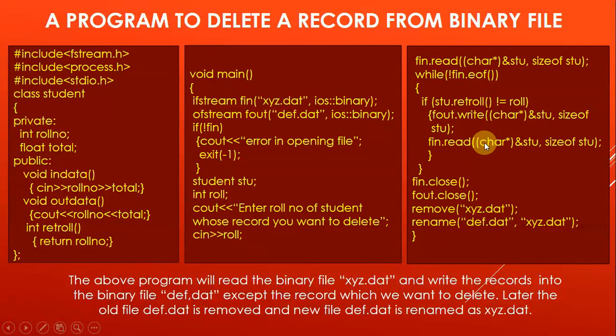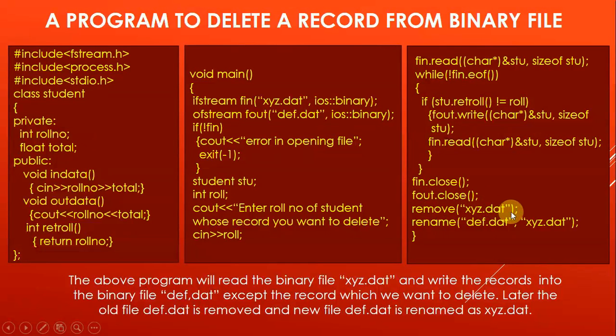Then again I will read the next record from my file xyz.dat, and this loop will continue unless or until the end of file is reached. In this way all the records will be written to the new file fout, which is associated with file def.dat, except the record which I want to delete. After that I will close both my files.